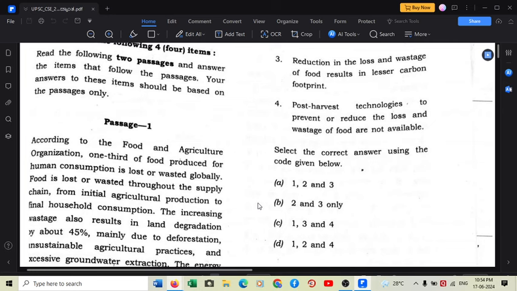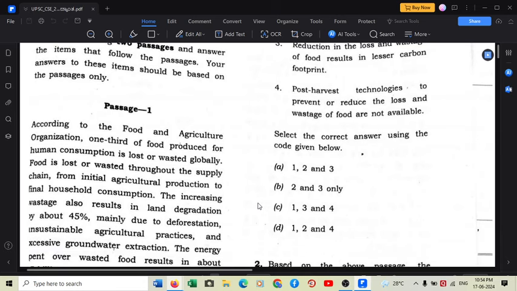Statement 4: post harvest technologies to prevent or reduce the loss and wastage of food are not available. We are not talking about this in the passage. There is no reference to post harvest technology. We are talking about a complete supply chain, but specifically we are not talking about whether post harvest technologies are available or not. So this is not correct. This is just to confuse. Statement 4 is wrong. So what is the answer? The answer is option B, 2 and 3 only.